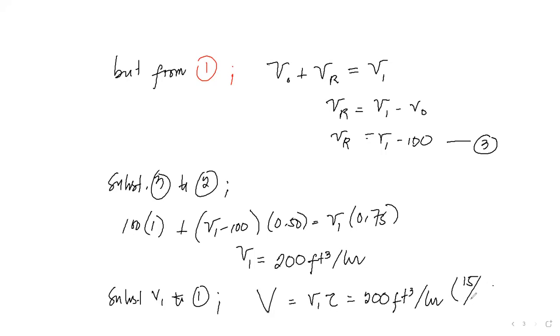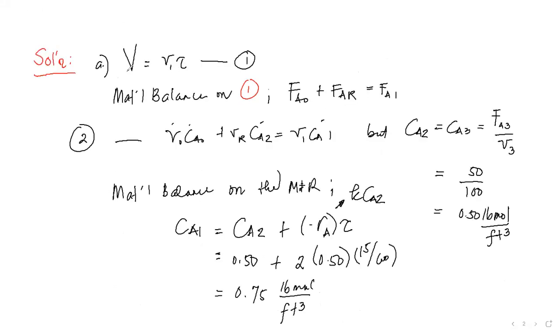So we divide by 60. This is already in hours. So the volume of our mixed flow reactor is 50 cubic feet. This is our answer for letter A. So this is all for letter A.